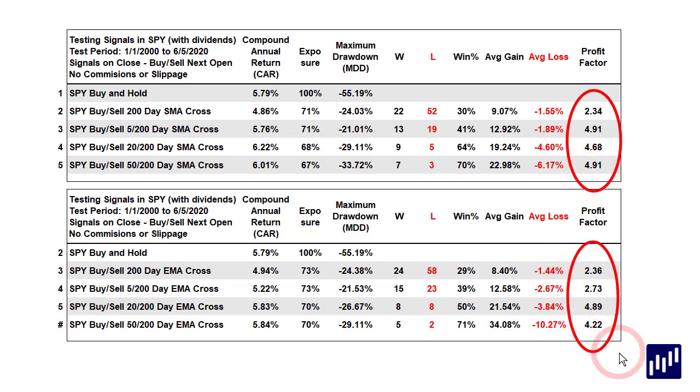But you can see with the EMAs, with the 5-day EMA, 200-day EMA cross, you had a low profit factor of 2.73. And you also had a lot more trades. You had 15 winners and 23 losses versus 13 winners and 19 losses. So that might have resulted in the lower profit factor. Profit factor went up with the 20-day EMA and 50-day EMA. But overall, I'm still going to go with the 5-day, 20-day SMA cross for my signals.